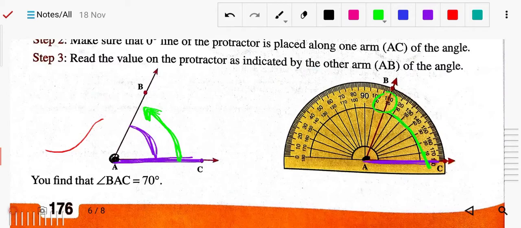We will not take the outer one because it is 180 and it is decreasing. We will not take this one. We will take the inner one. We will always take it from where it started. So the starting point will always be 0, and from there we will take it.